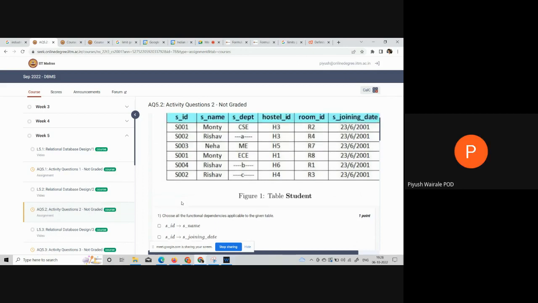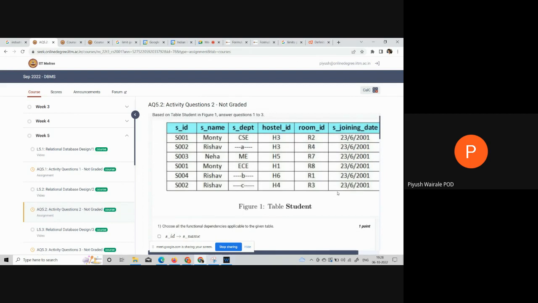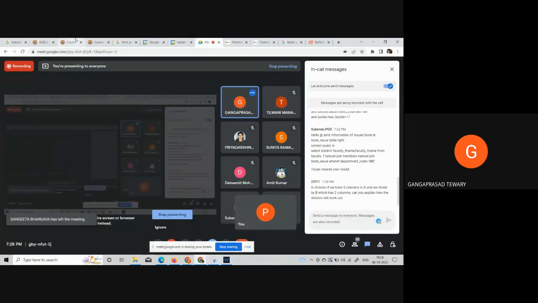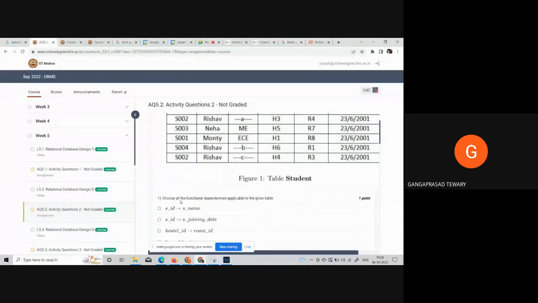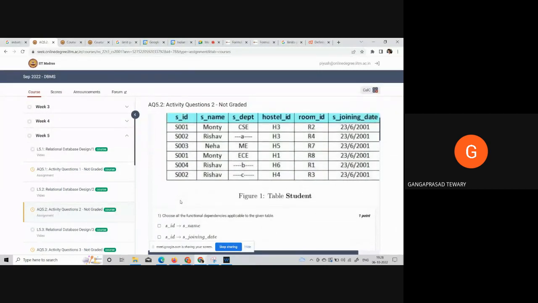Because for this roll number we have the same name. Now SID determines joining date. S001 has Monty and S001 is again Monty, right? So both alpha and beta are equal, right? So what we are saying is that SID determines S name is holding true. Suppose instead of Monty a different name is there, in that case it will not hold true. So that's our understanding, right?